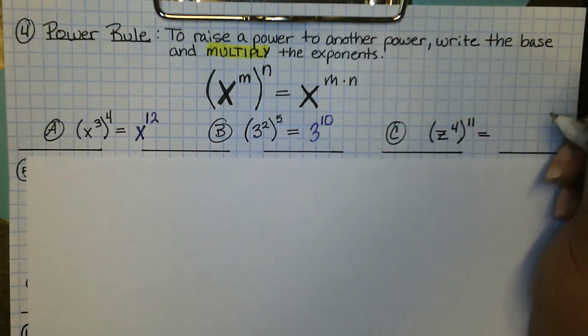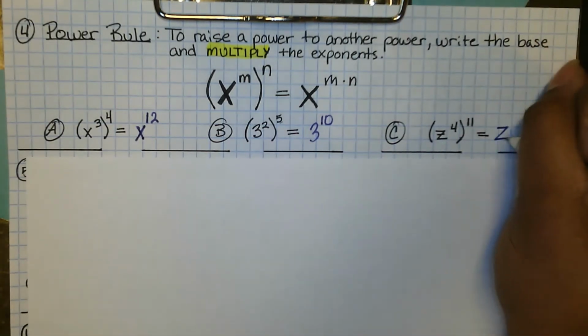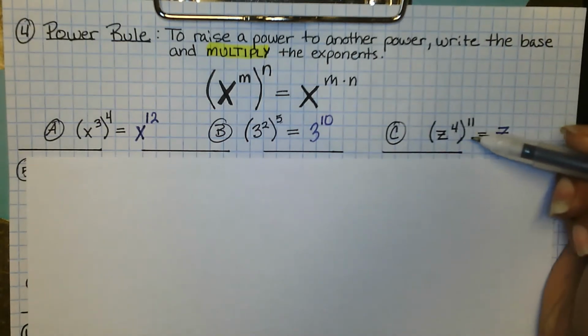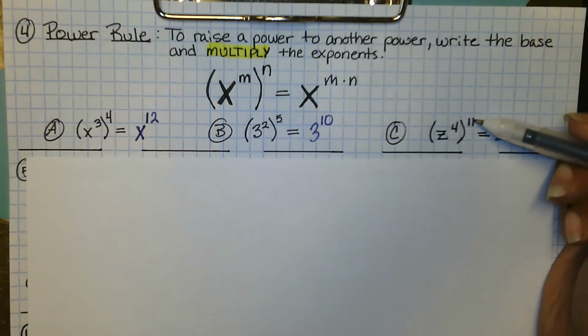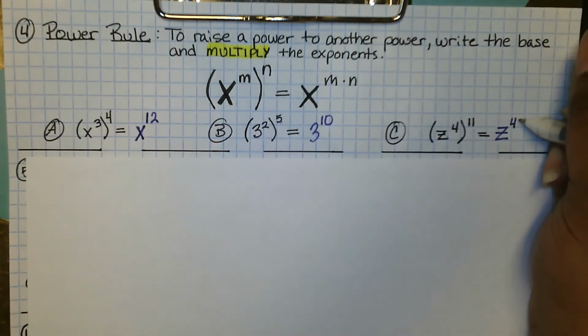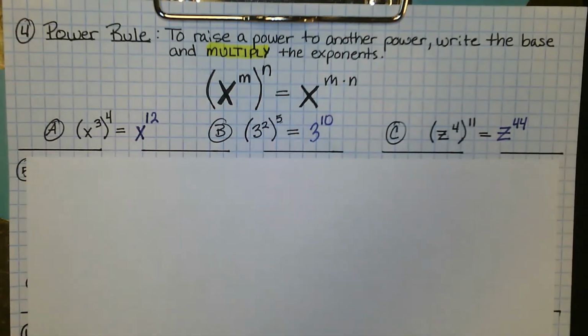And with our third example, our base is z. We have z to the 4th raised to the 11th power. So we're going to multiply 4 and 11 to get 44. So this is z to the 44th power.